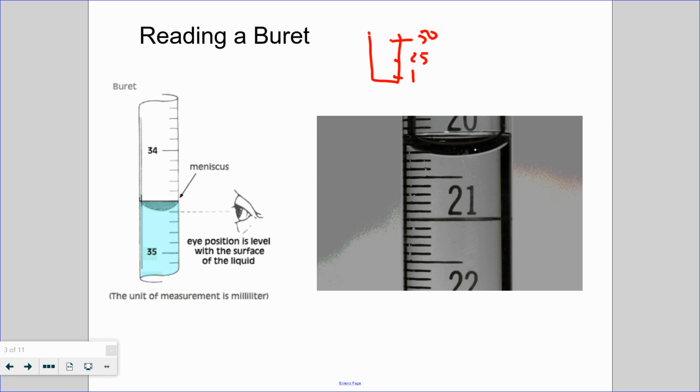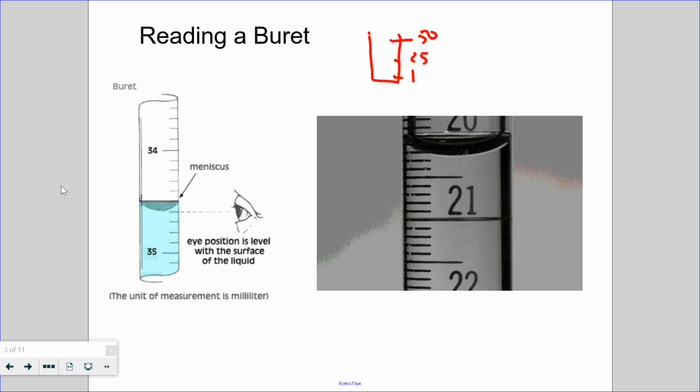So you can see if I'm measuring the volume, let's look at the one over here on the left, the volume that I'm measuring right here is bigger than 34 and smaller than 35. It's somewhere in between those two. This one over here is bigger than 20 and smaller than 21. So this volume is 20 point something milliliters, and this volume over here is 34 point something milliliters, is the way you read it.